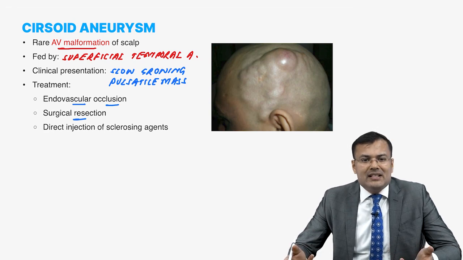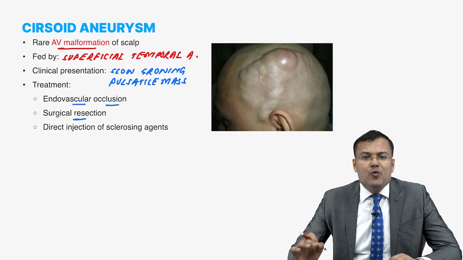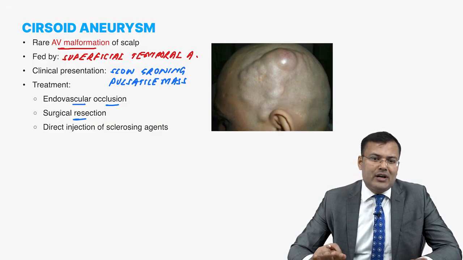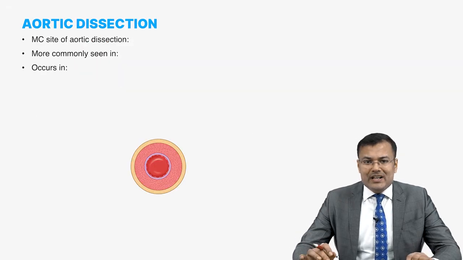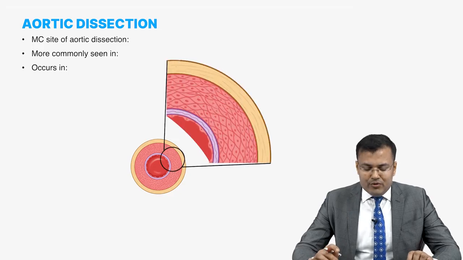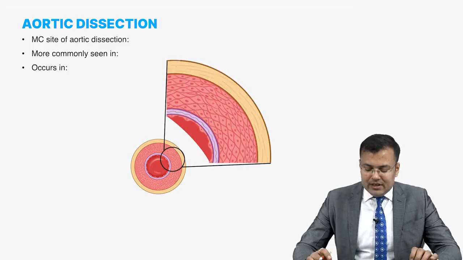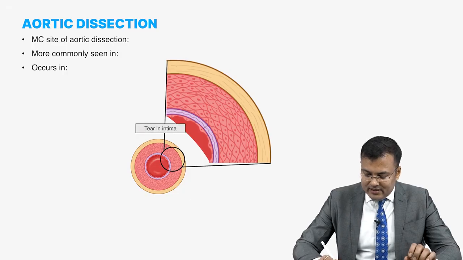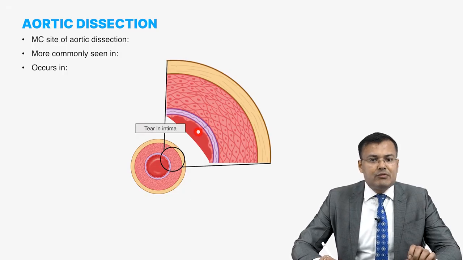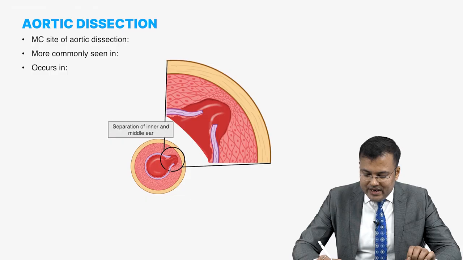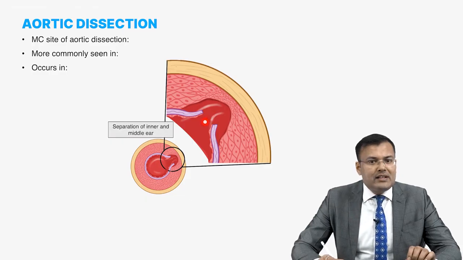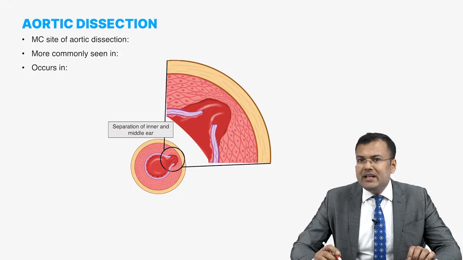Sometimes an image-based question is asked, and sometimes they ask which artery is responsible for cirsoid aneurysm. It is superficial temporal artery. Now we are going to discuss aortic dissection. What happens in aortic dissection? You can see that there is a transverse or circumferential tear in the intima. You can see here, this kind of tear is there. After that, you can notice that the blood is going to enter into the intima-media space.